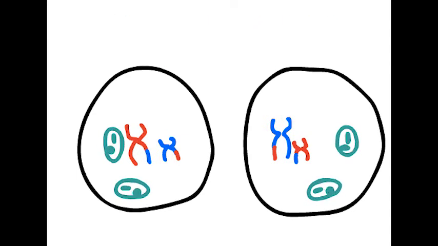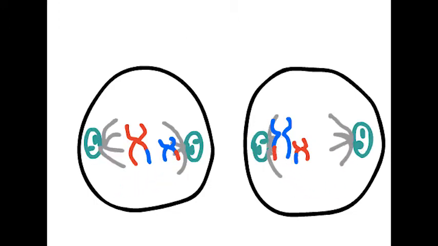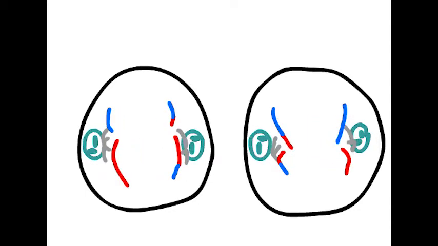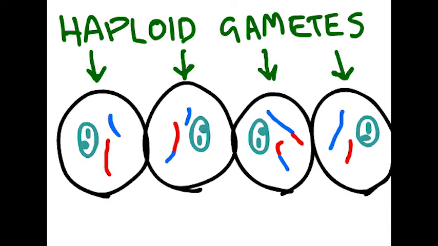haploid cells. These two haploid cells then undergo meiosis 2, which is effectively mitosis but with half the chromosomes. The spindles form during prophase 2, chromosomes align during metaphase 2, centromeres are cleaved and sister chromatids separate during anaphase 2, and cleavage furrows appear during telophase 2. In cytokinesis 2, each cell splits to create four haploid gametes.